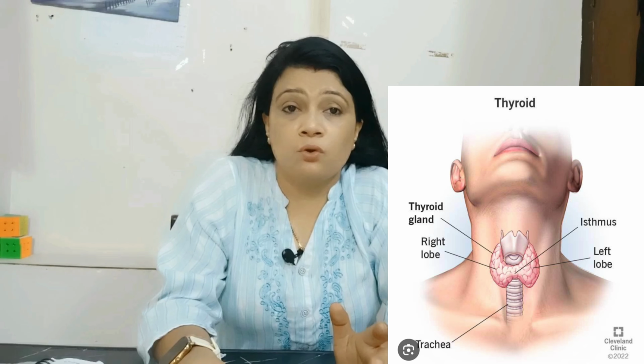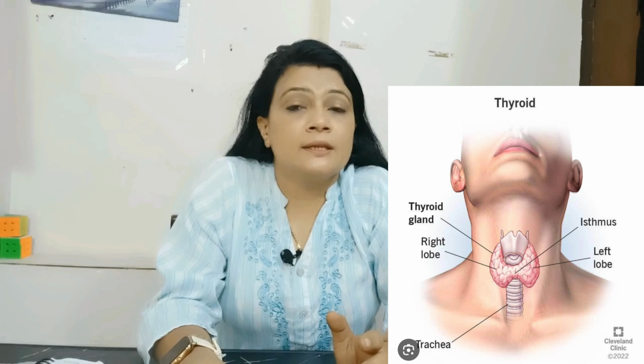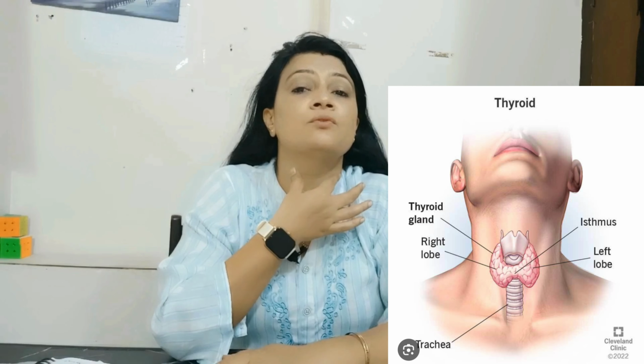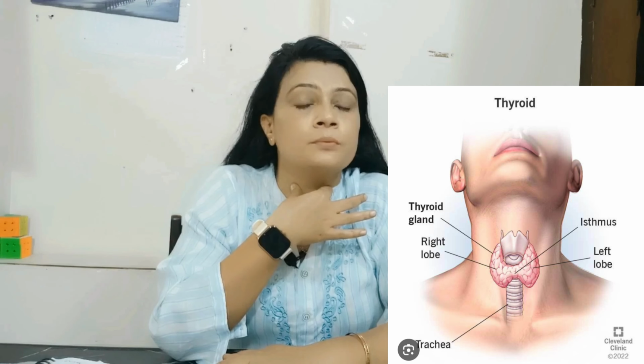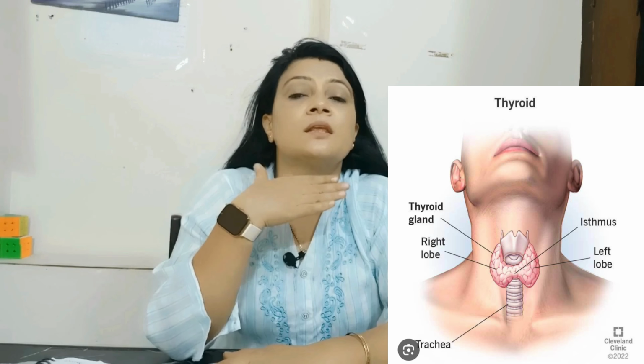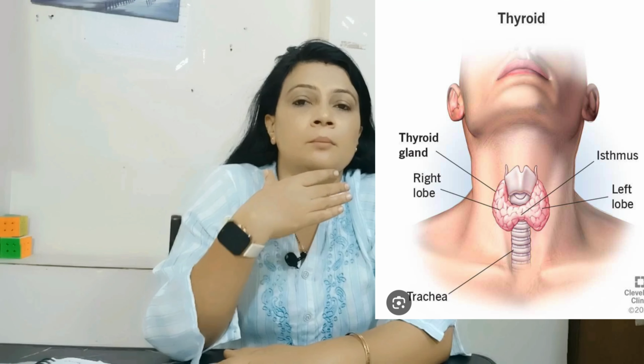Before moving ahead, we should know where the thyroid gland is located. The thyroid gland is present on the sides of the trachea. There are two lobes, connected with the isthmus, and they are beneath the cricoid cartilage. I am repeating, the two lobes are on the sides of the trachea, beneath the cricoid cartilage. It is a butterfly, or you can say bow-shaped, structure.